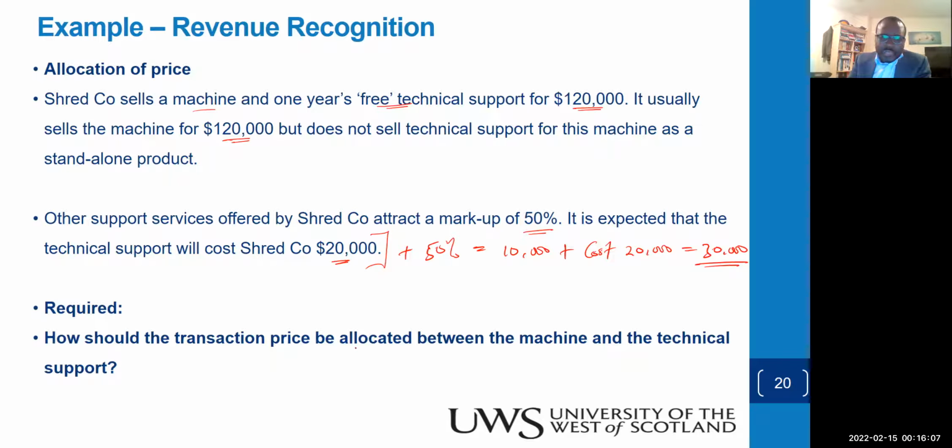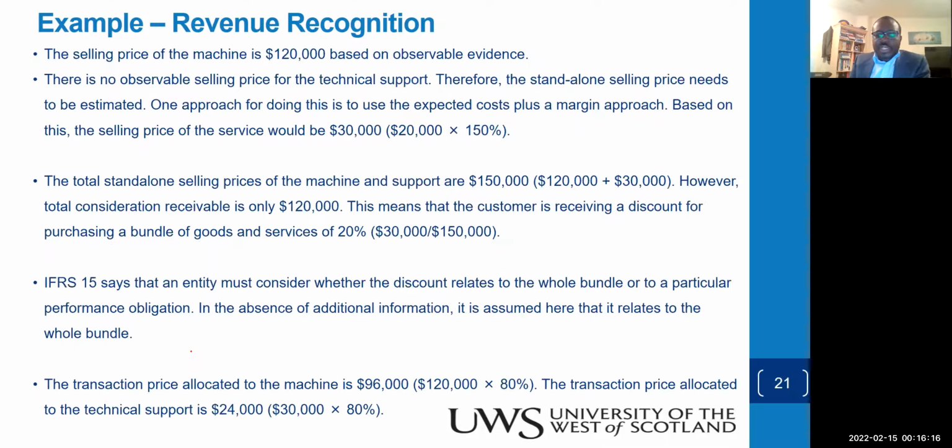How should the transaction price be allocated between the machine and the technical support? Okay, let's get some notes before we move on. I tried working on some of the notes in the earlier portion, but let's work on it here. Observably, what we can get in terms of evidence is that we sold the machine for 120, and we said it includes free maintenance, but actually the maintenance has a cost.